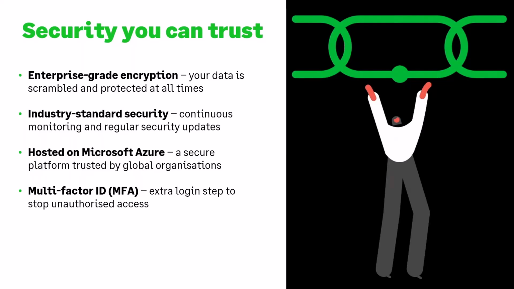Your data is encrypted, which means it's scrambled into a secure code, so only authorized users can read it. So even if somebody tried to intercept it, they wouldn't be able to understand it. This protection applies when your data is stored and when it's being accessed.